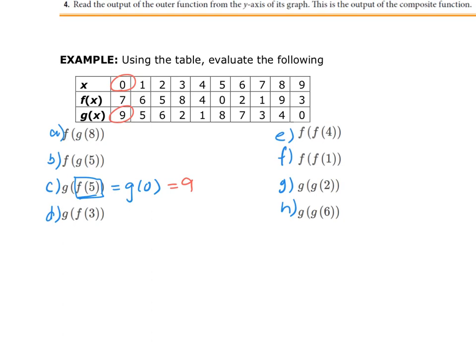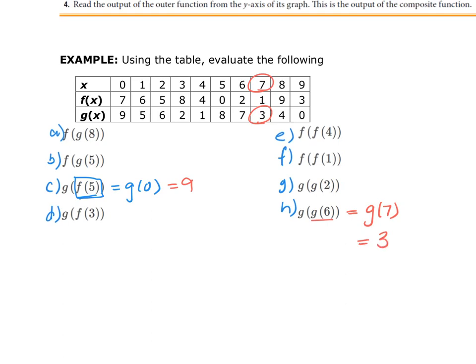Okay, I'm going to do H, and then I want you all to do the rest of them. So if I'm doing G of 6, the first thing I'm going to do is go to where I've got 6 in my x-axis, or my input, so that's 6. So my output is 7. So this is the same thing as G of 7. Once I do that, I go back to my x value of 7, and the output is 3. So my final answer on that is 3.